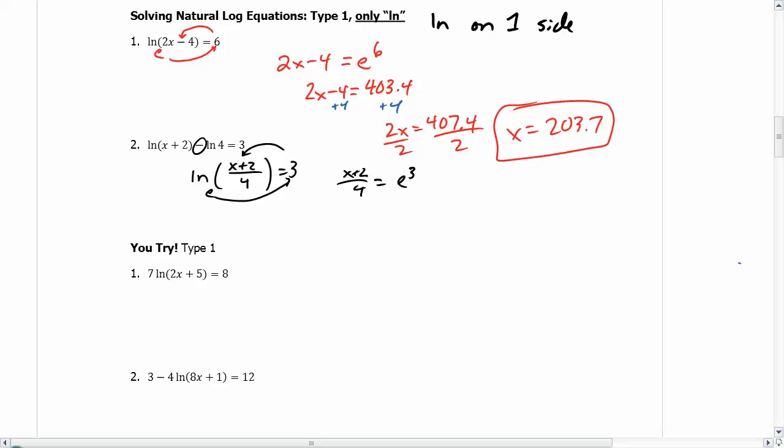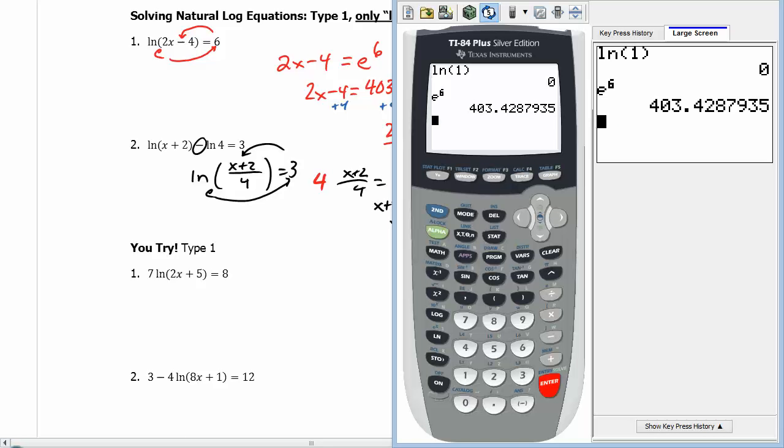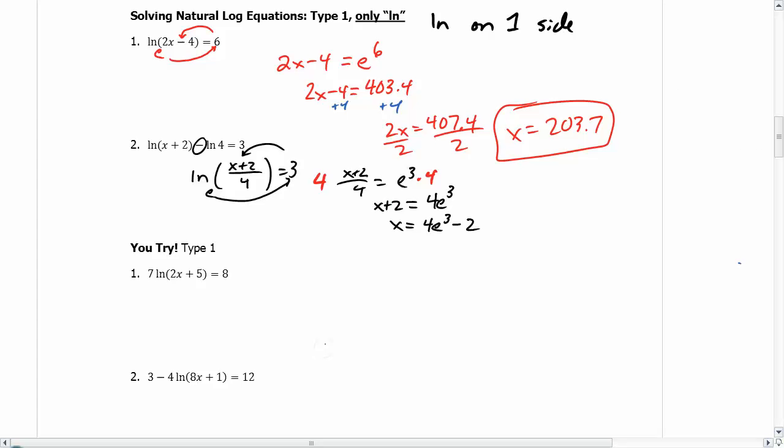You can multiply both sides by 4 to get rid of the 4 from the denominator. So x plus 2 equals 4e cubed, and subtract 2 from both sides. x equals 4e cubed minus 2, and all of that you can type in: 4e cubed minus 2. 78.3.